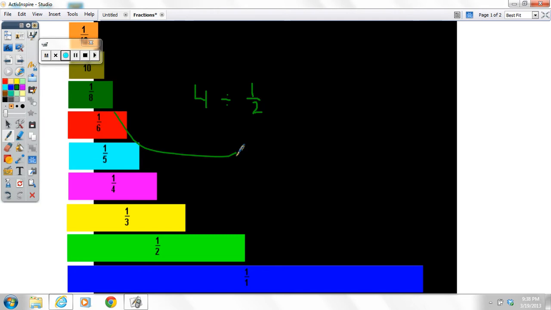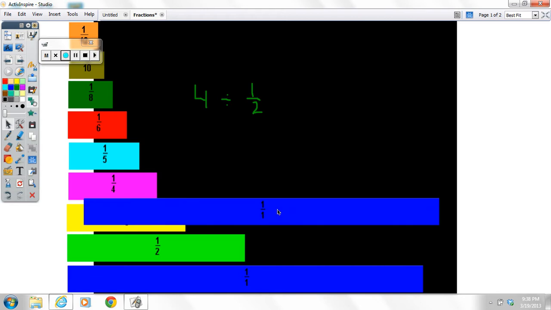Welcome everybody. What I'm going to show you here is how to take a whole number and divide it by a fraction. Then I'm going to show you how to take a fraction and divide it by a whole number. First off here we have 4 divided by 1/2. Well, you need to understand what this looks like.